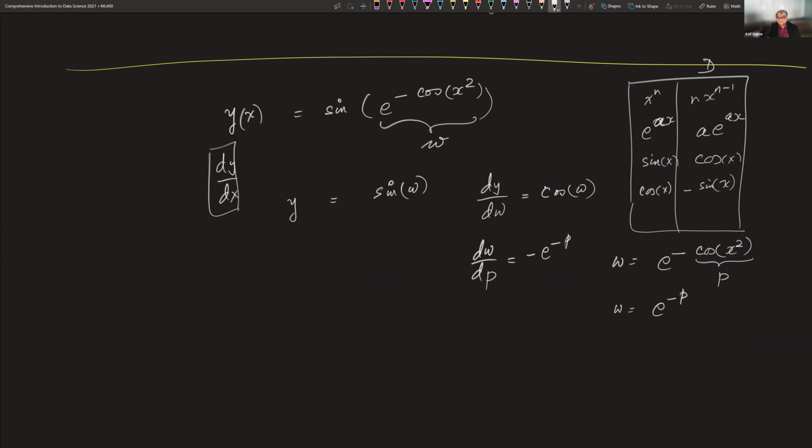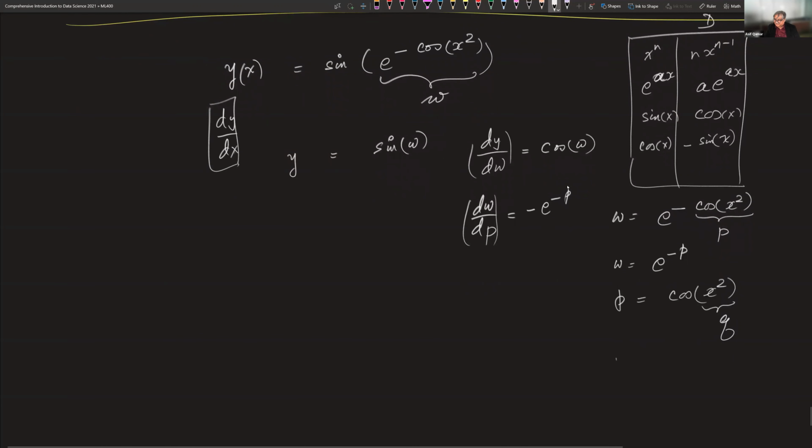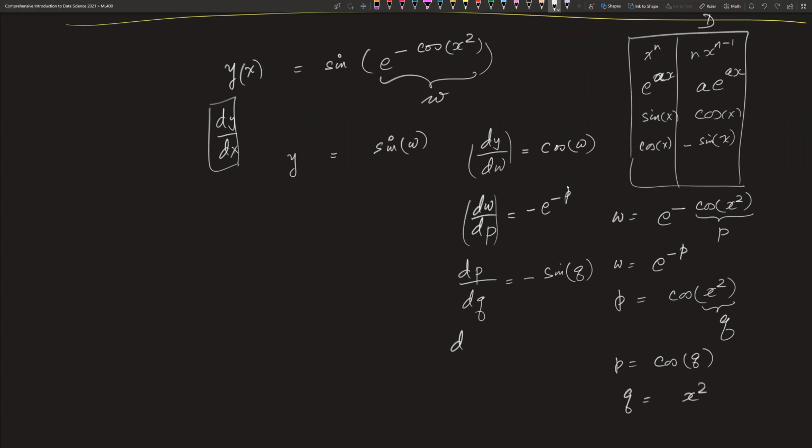Now we can put these two together, multiply these two together, and we come up with dy/dp. But then p is equal to cosine x squared. That still looks hard. We can't solve it using a table. So let's make this inner part q, and we can write p is equal to cosine q. Now can we find dp/dq? Minus sine q. And what is q? q is equal to x squared. So can we find dq/dx? 2x.